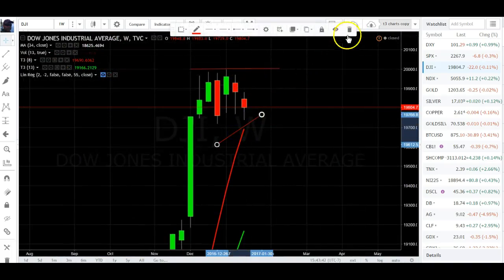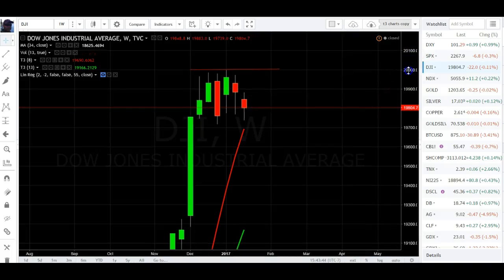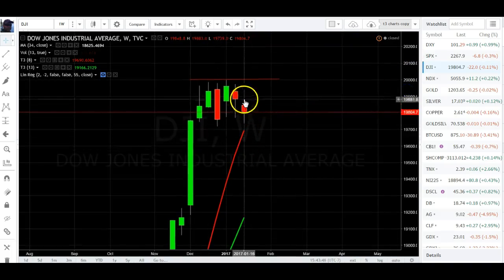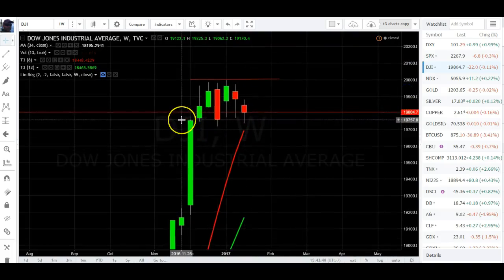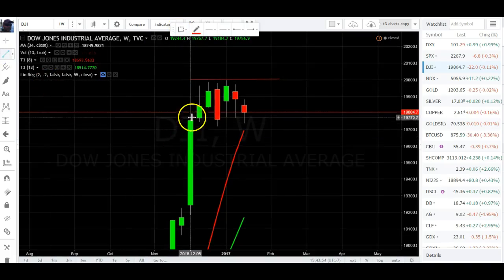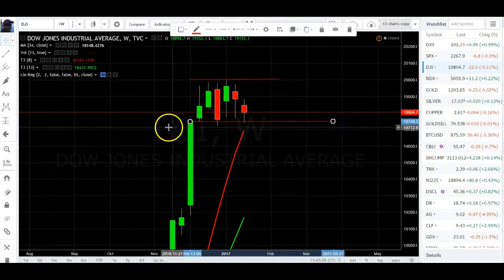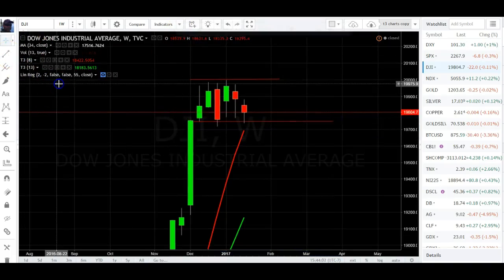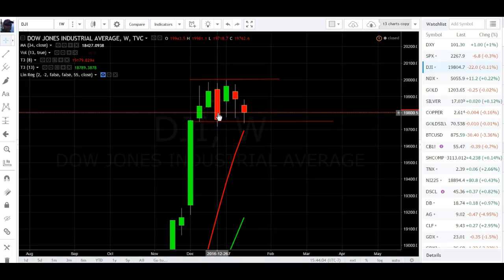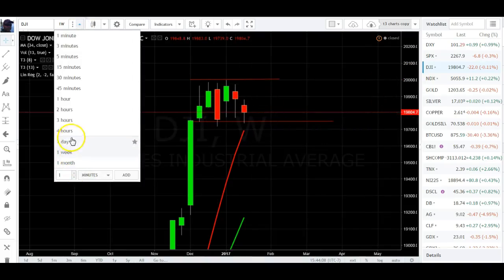For the weekly so far, it just looks like a regular old candle coming into support and bouncing back into the range. So trade outside the pattern on that one, I guess. See how we did.